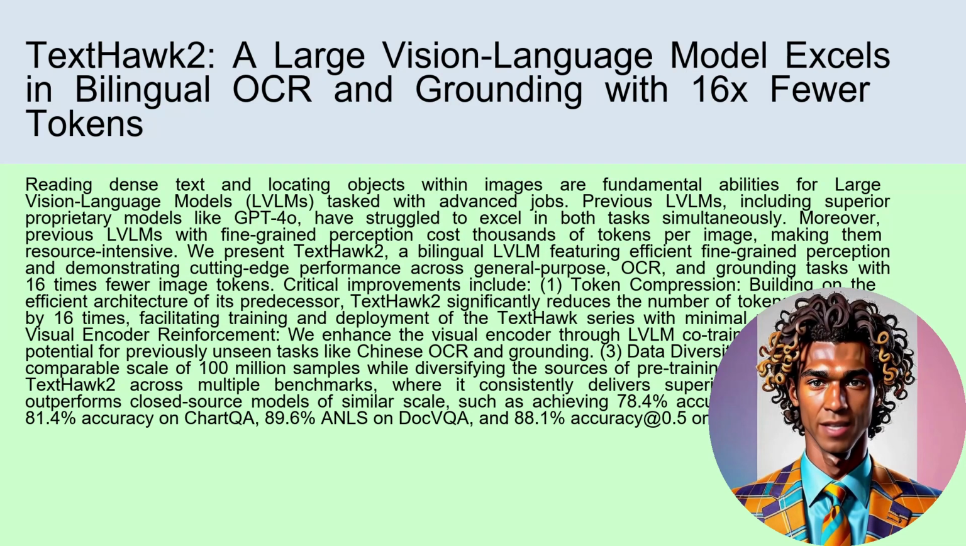Imagine a world where computers can effortlessly read documents, identify objects within images, and understand the context of both text and images. This research makes that world a step closer to reality. Potential applications include automating document processing, improving accessibility for visually impaired individuals, and enabling more powerful search engines that can understand both words and images. Overall, TextHawk 2 is a promising development in the field of artificial intelligence, demonstrating the power of efficiency and bilingual capability in large vision language models.